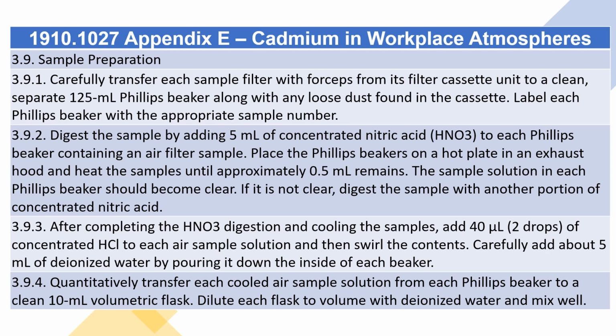3.9. Sample preparation. 3.9.1. Carefully transfer each sample filter with forceps from its filter cassette unit to a clean, separate 125 ml Phillips beaker along with any loose dust found in the cassette. Label each Phillips beaker with the appropriate sample number.